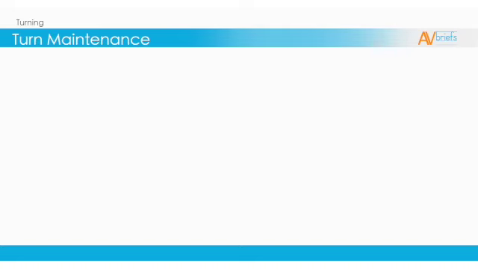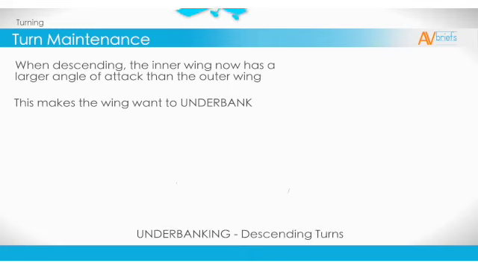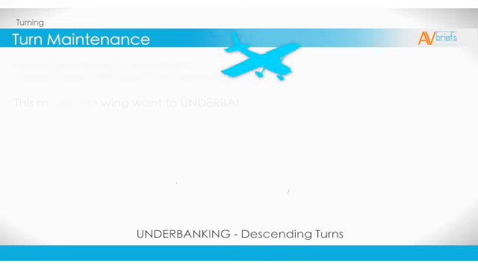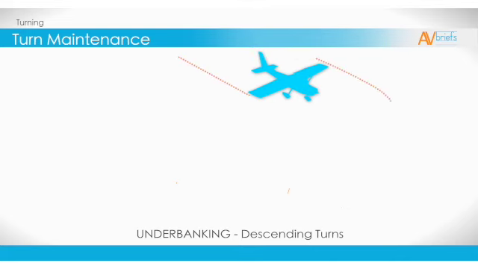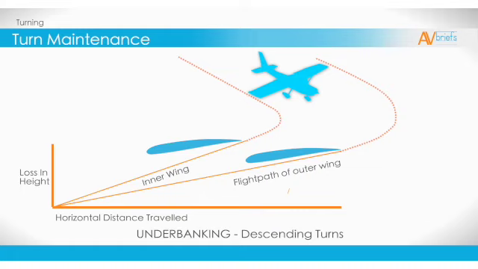When descending, the inner wing now has a larger angle of attack than the outer wing. This makes the wing want to underbank. Let's graph this again. The inner wing, due to the greater loss in height being experienced, will have a larger angle of attack. As the inner wing creates more lift, it wants to rise more than the outboard wing, and so tries to flatten the bank angle.